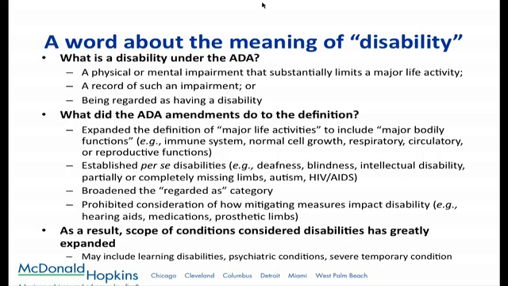And when we're looking at the expanded definition and what the ADA amendments really did, well, they expanded the definition of major life activities. So now we include major bodily functions. So immune system, these are kind of general categories. Immune system, normal cell growth, which could be cancer, which previously, if you had cancer and you were in remission, we would argue you weren't a person with a disability. However, now, not anymore.